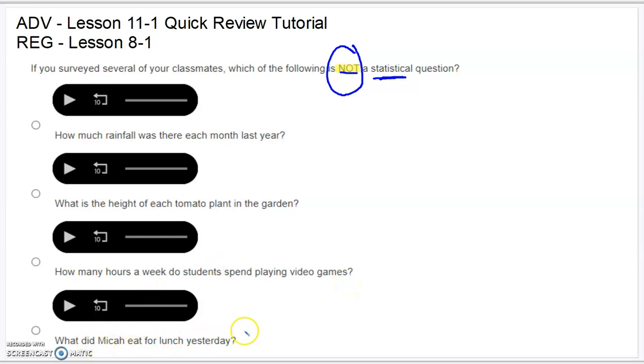What did Micah eat for lunch yesterday? This is the correct answer. This one is not statistical. We don't know what he ate unless you know who he is, but there's only one answer.